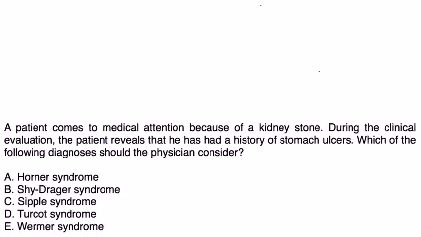A patient comes to medical attention because of a kidney stone. During the clinical evaluation, the patient reveals that he has had a history of stomach ulcers. Which of the following diagnoses should the patient consider? And the vignette doesn't tell you much, but they're obviously trying to come up with some syndrome. This one is actually MEN 2, and I'll make another video about MEN 2 soon. And this one, as you know, is MEN 1.